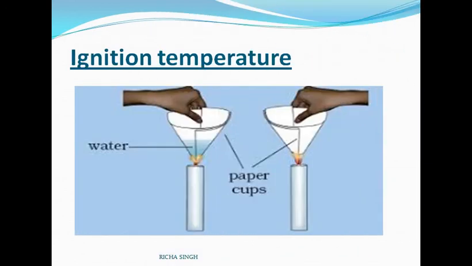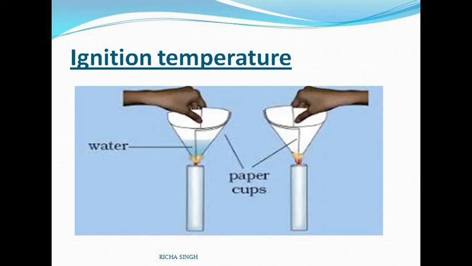Next we come to ignition temperature. You can see here through the activity, there are two paper cups, one of them containing water, placed just above the candle. If I burn both the cups, what will you observe? You will observe the empty paper cup burns rapidly while the water becomes hot. But it takes time for that cup to become heated up.